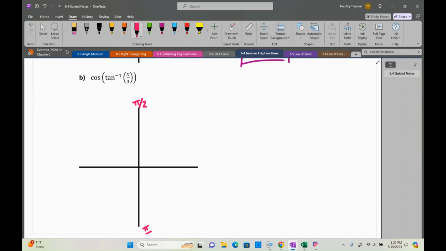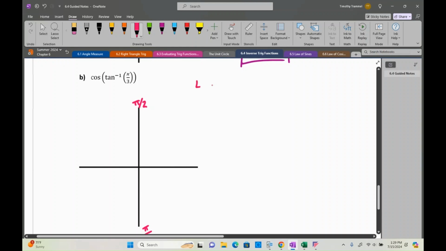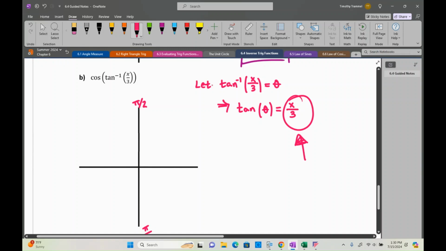Okay. But I'm going to let tangent inverse of x over 3 be theta. What that tells us is that whatever angle theta is, tangent of theta should be equal to x over 3. Okay. So if x is positive, that means that this number I'm looking at here is positive. And if you think about what quadrants tangent is positive in, it's positive in quadrant 1 and in quadrant 3.